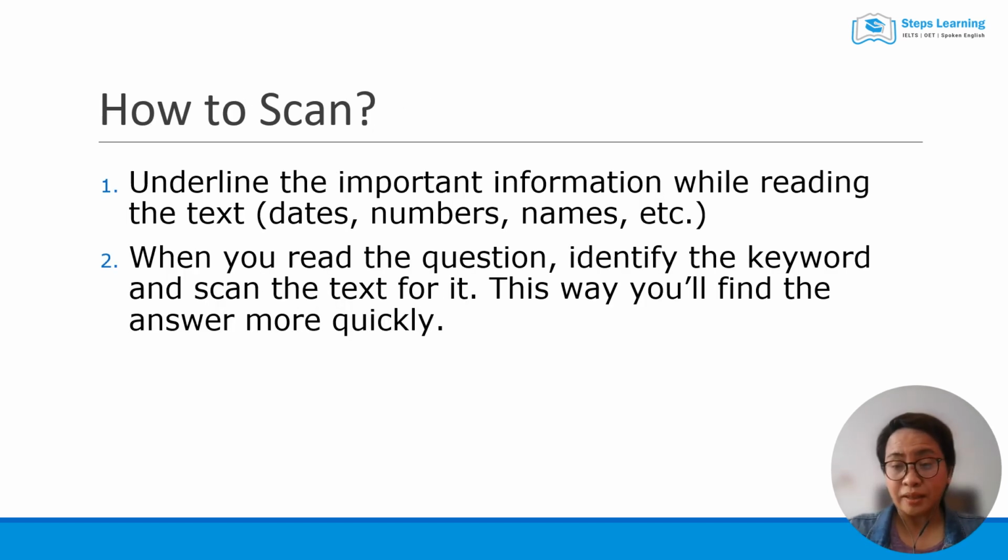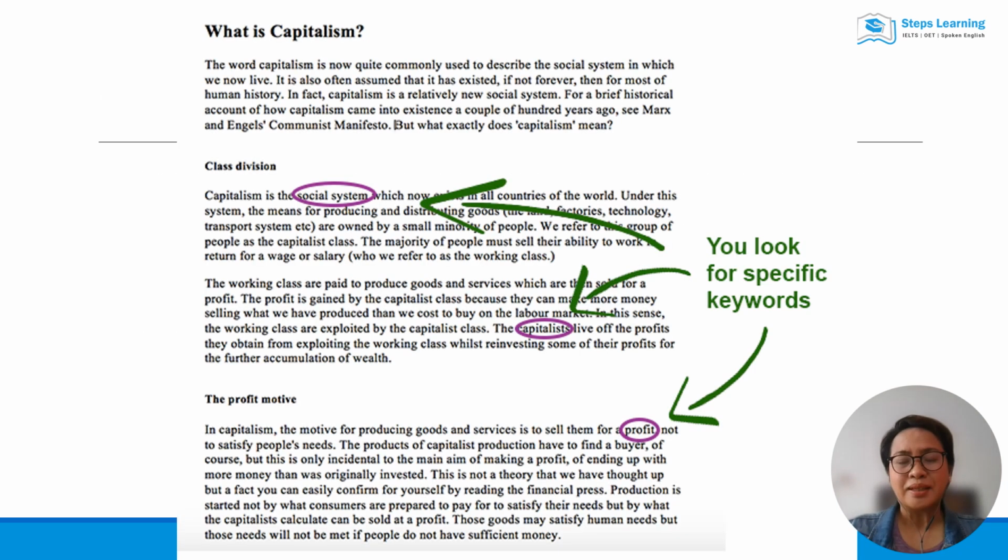Now, how do we scan? First step, underline the important information while reading the text, such as dates, numbers, and names, etc. And then second step, when you read the question, identify the keyword and scan the text for it. This way, you'll find the answer more quickly. So again, let's go back to the article, What is Capitalism? So in scanning, you look for specific keywords, such as social system, capitalist, profit.